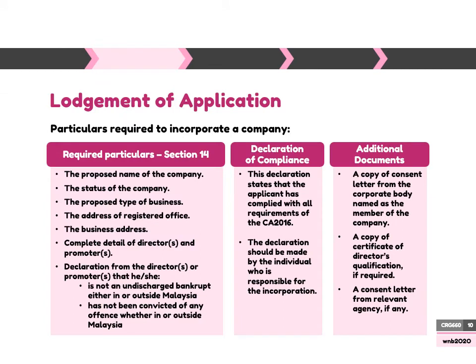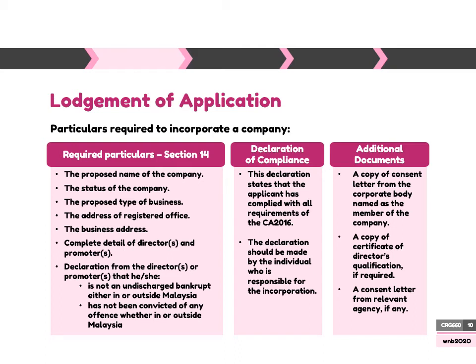Sekarang kita dah dekat stage yang kedua, lodgement of application. Dokumen yang diperlukan, you boleh tengok dekat sini. Bawah section 14, dia ada requirement dia yang awal-awal ni, apa yang perkena ada: proposed name, status, type of business, address of registered office, business address, details of directors and promoters, as well as the declaration form from the directors or promoters stating that he or she is not an undischarged bankrupt and he or she has not been convicted of any offences, whether in or outside Malaysia. Yang ni yang memang section 14 required.